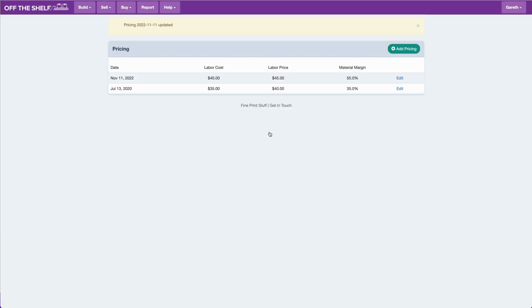That means that if we just consider the materials, I should be making $55 in gross profit for every $100 of product sold, and then $45 will be used to pay for the materials that were consumed. Does that make sense? Great. So let's add this pricing config and then go look at the cost plus pricing.